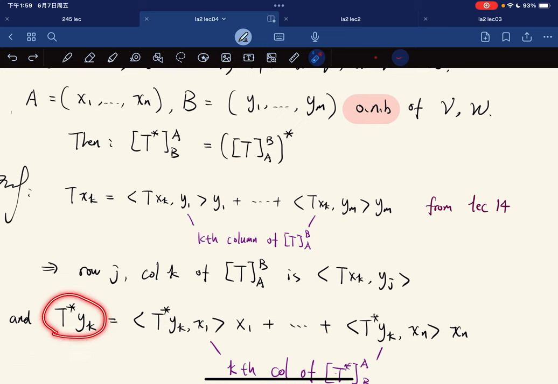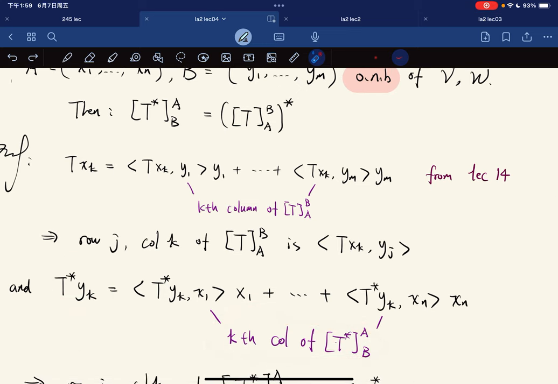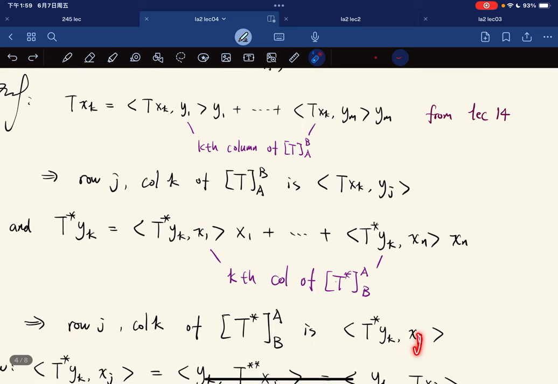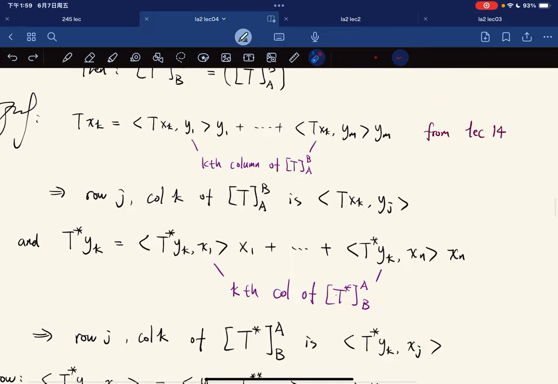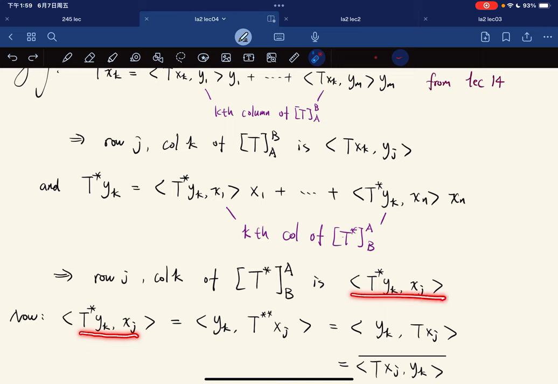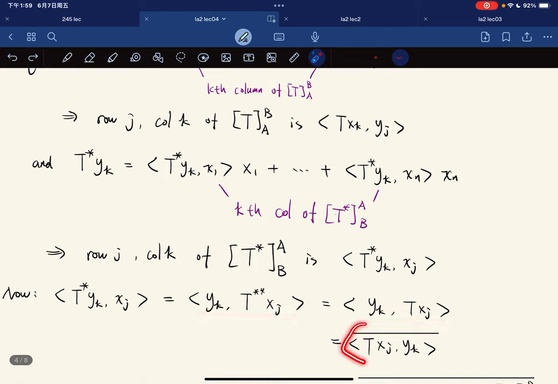T star of yk, which is the kth column of the adjoint map, right? Those coefficients associate to the kth column of the matrix of the adjoint map. And again, we use the equality, this orthonormal basis, right? Which means that the jth row is again yk xj. We pick xj. Now we have T star yk xj. This we take the adjoint to here, which is T star star xj, which is T by definition, right? And this we take the conjugate, we flip, it is T xj yk.